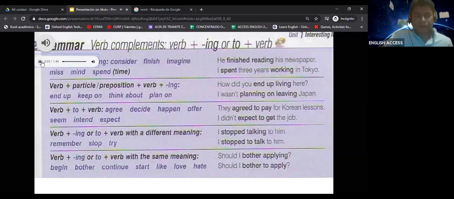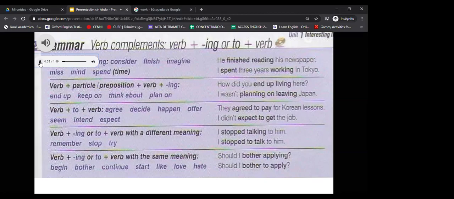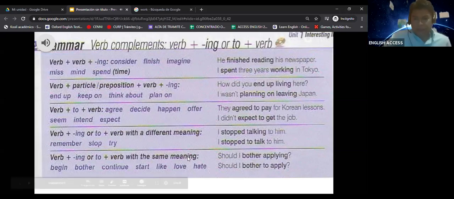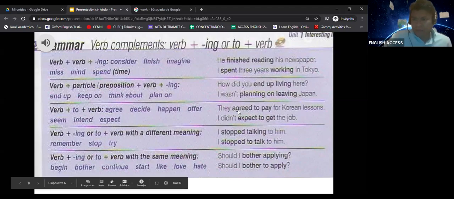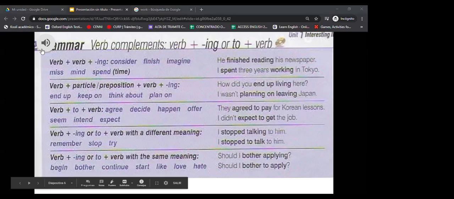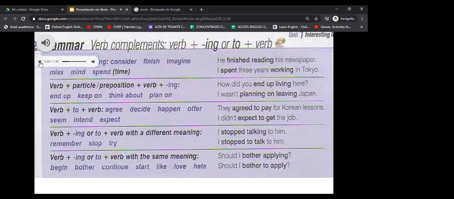Grammar. Verb complements. Verb plus ing or to plus verb. Verb plus verb plus ing: consider, finish, imagine, miss, mind, spend. He finished reading his newspaper. I spent 3 years working in Tokyo.